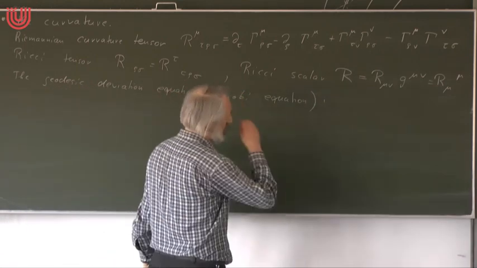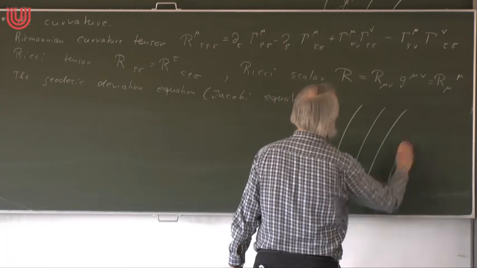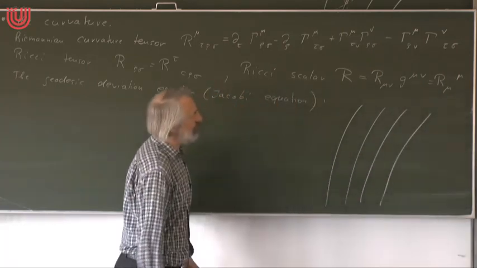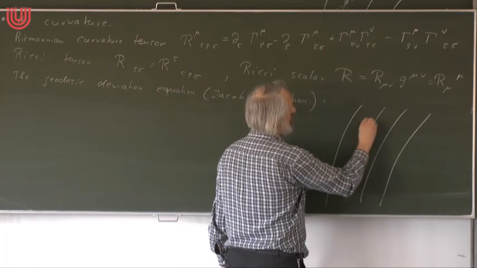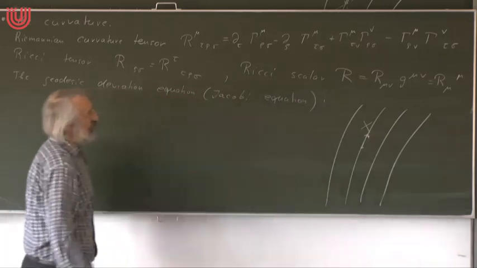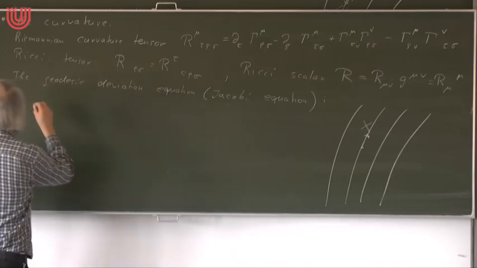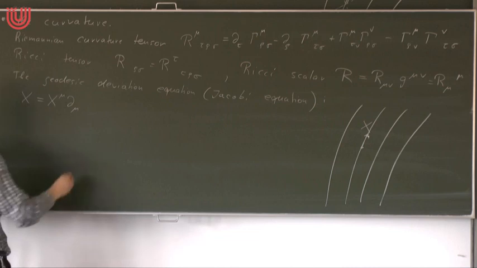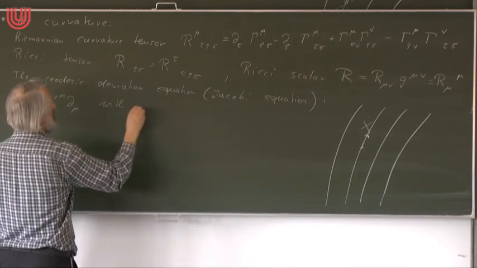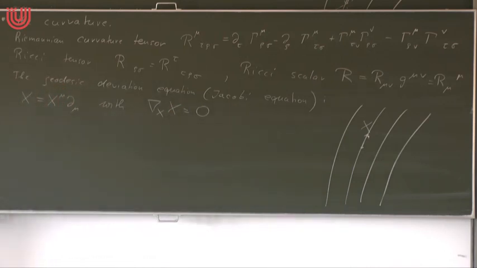So what is this? I first draw a picture. So we consider geodesics, a congruence of geodesics which fills our space-time. So at each point we have a vector field, say X, and the integral curves of X are geodesics. So X is something like that, yeah? It's a vector field, and it's geodesic, so it satisfies this equation. Here it's written down in coordinates what this means.